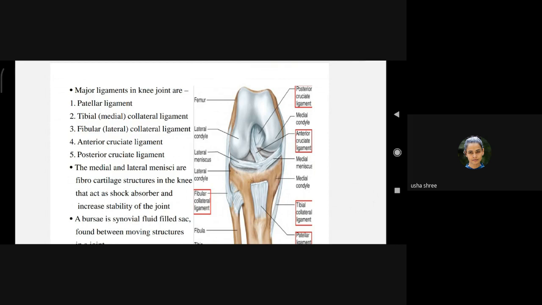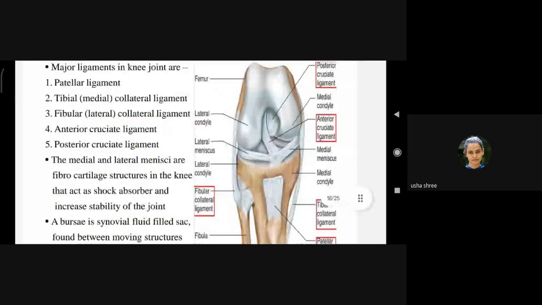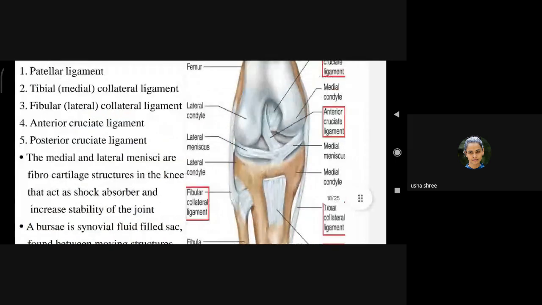You can see here the menisci, medial and lateral menisci. You can see here it is gray colored. All the cartilages and these ligaments are gray colored here. Lateral menisci and medial menisci. You can see here.